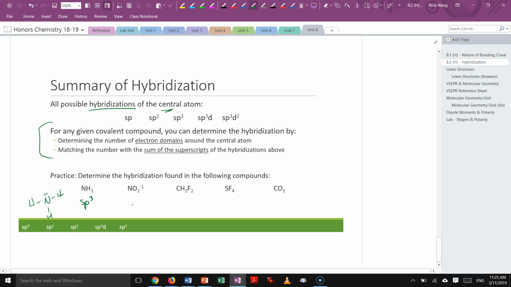This next one, NO2 minus, again, I'm going to skip ahead a little bit, just going to help you out with this one. I know that this is going to have this kind of Lewis structure. So based on this structure, how many electron domains do we have around the central atom? We have 1, 2, 3 electron domains. And so that ends up being sp2, because s, superscript 1, p2, superscript 2. That's a total of 3, the superscripts, and that corresponds to the 3 electron domains that are around the NO2 minus.